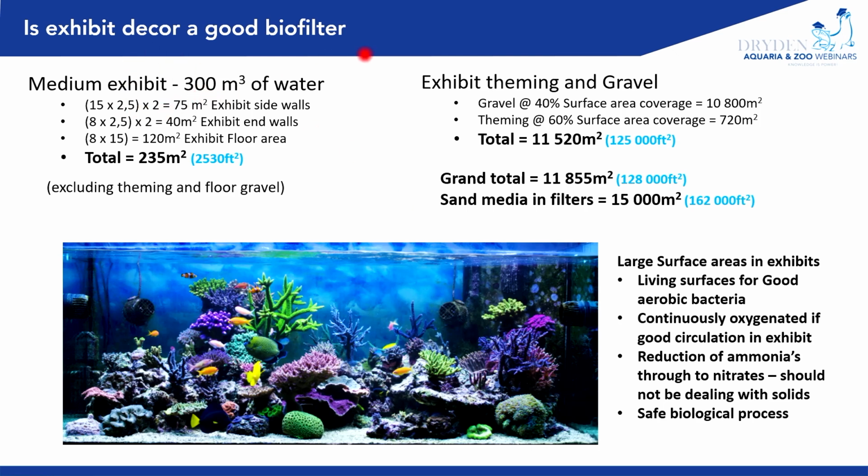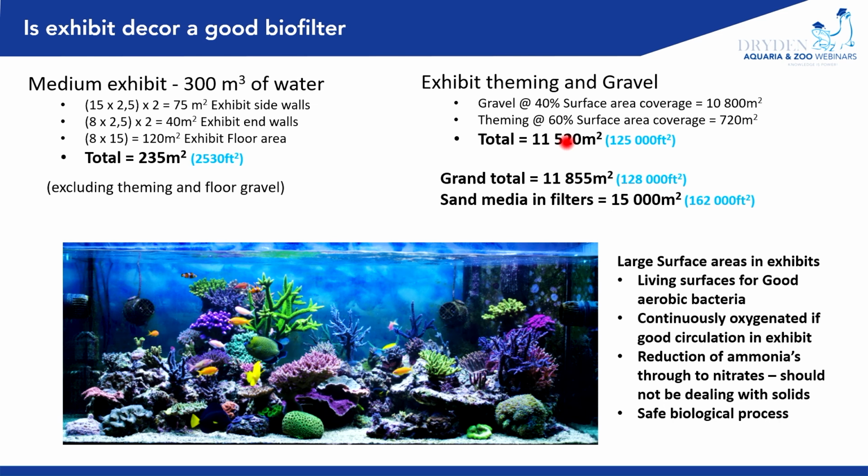If we then take that to the next step, on the left-hand side is what's in your filter, and then on the right we added some estimation of surface area coverage from gravel in your tank with a certain depth, theming, and then we've added all of that together. You get about 125,000 square feet or 11,000 square meters of surface area available for colonization.